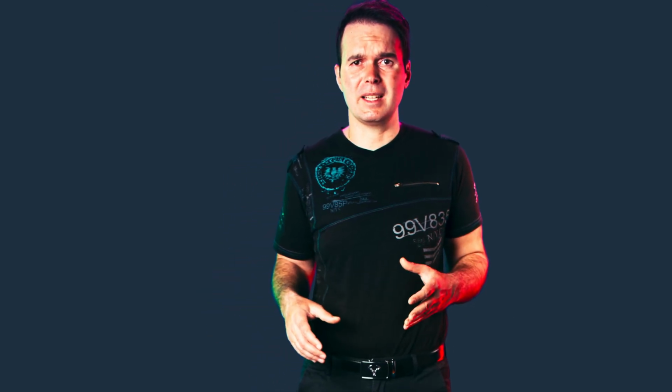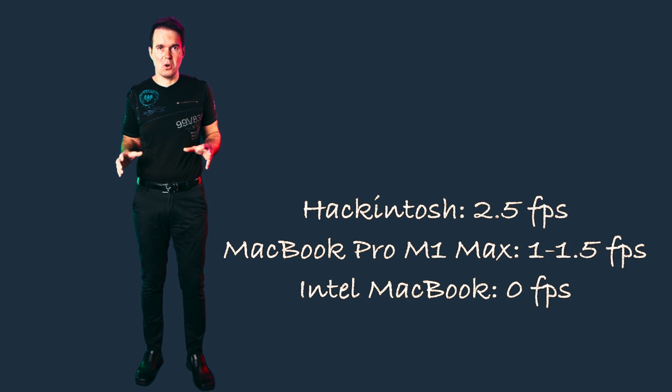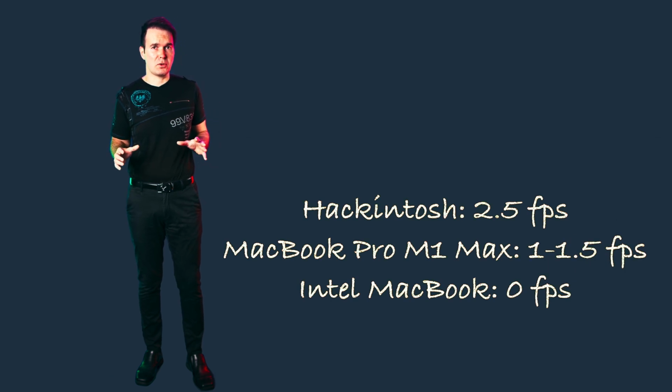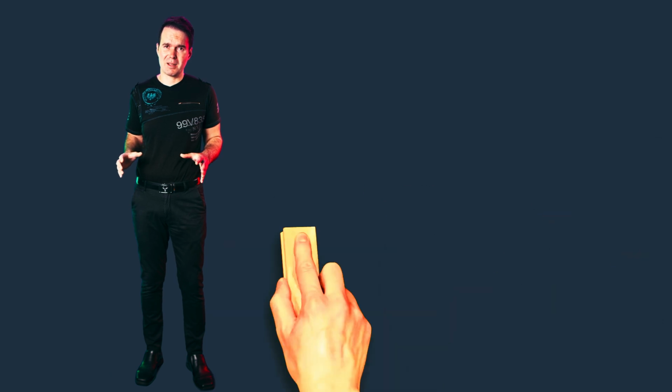The videos were exported with Rec 709 SDR, which is standard dynamic range, but later when I tried exporting in HDR PQ, I had the same results. Exporting in 8K DCI ProRes HQ, we see a stuttering 2.5 frames per second on the Hackintosh, 1 to 1.5 frames per second for the MacBook Pro Max, and 0 frames per second for the Intel MacBook.